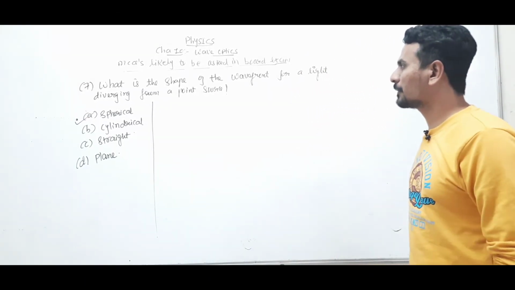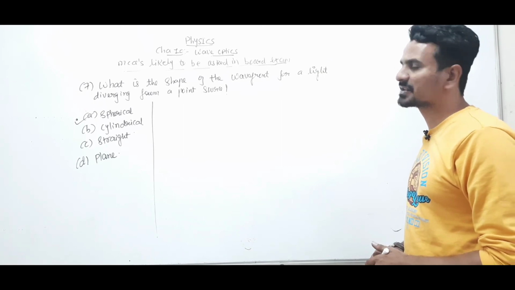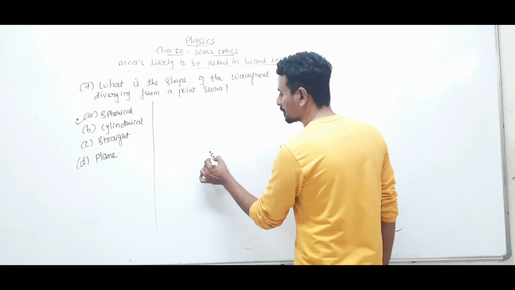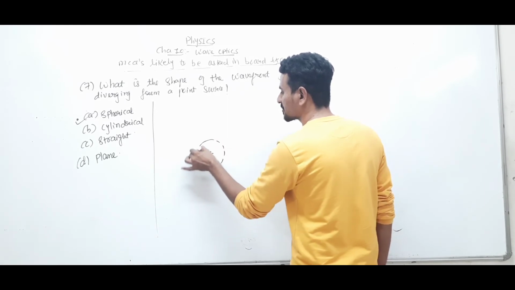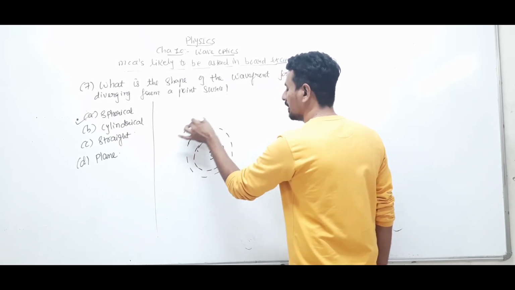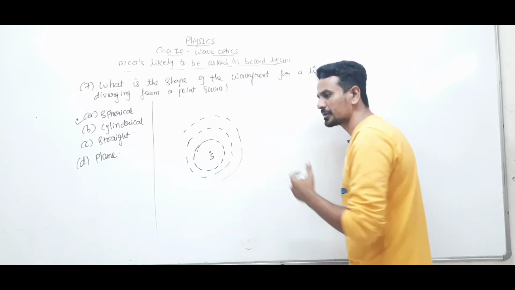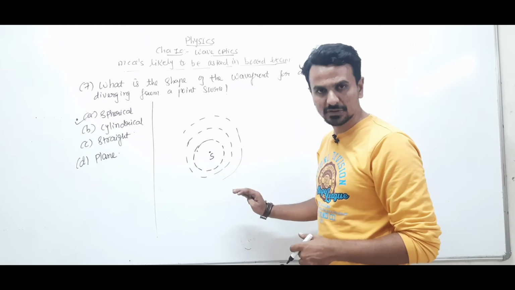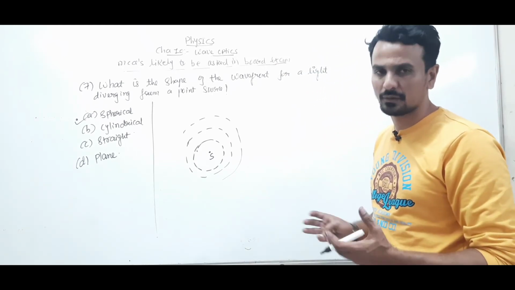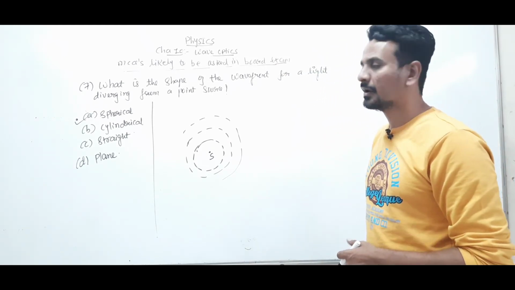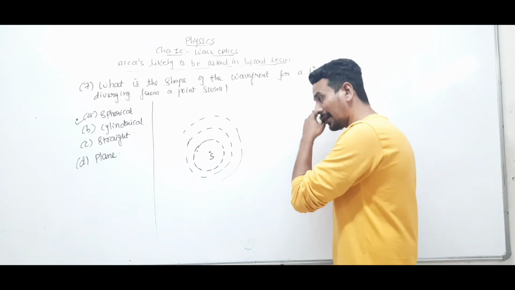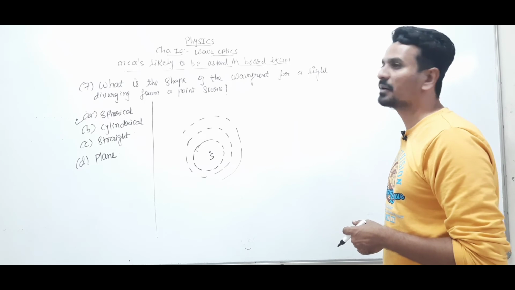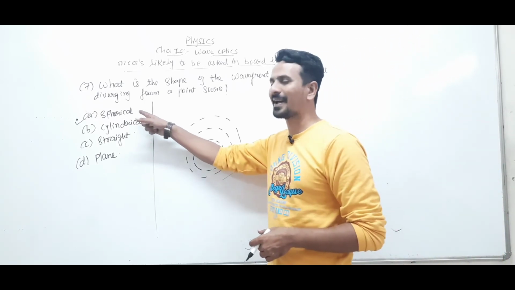Seventh one. What is the shape of the wavefront for a light diverging from a point source? Generally, for a point source, the wavefronts are spherical in nature, right? Nearer to the source, of course, the wavefronts are spherical. At a far away distance from the source, these wavefronts will be almost plane. But here in the question, they asked to tell the shape of the wavefront diverging from a point source, so it will be spherical in nature.